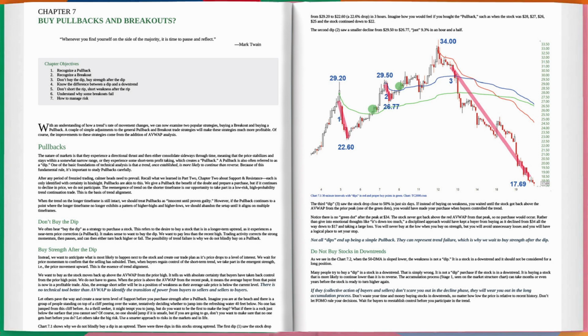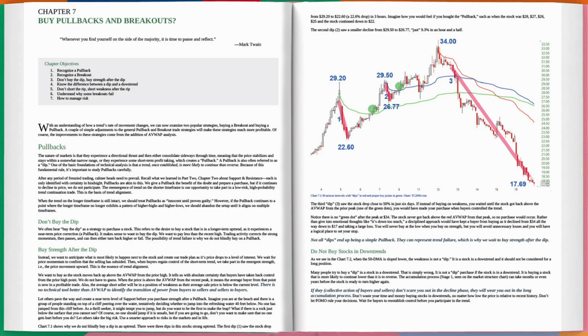This is the basis of trend alignment. When the trend on the longer time frame is still intact, we should treat pullbacks as innocent until proven guilty. However, if the pullback continues to a point where the longer time frame no longer exhibits a pattern of higher highs and higher lows, we should abandon the setup until it aligns on multiple time frames.